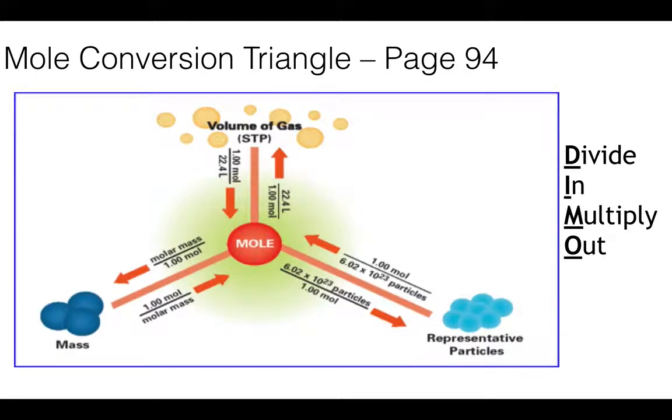Here we have a mole conversion triangle. So these are just like conversions that we did at the beginning of the year. The easiest way to remember the mole conversion triangle is to realize that mole is in the middle. So anytime we're going to convert to moles, we're going to divide. And anytime we're going to go to mass, particles, or volume, we're going to multiply. So an easier way to remember that is what we call DIMO: Divide in, multiply out.